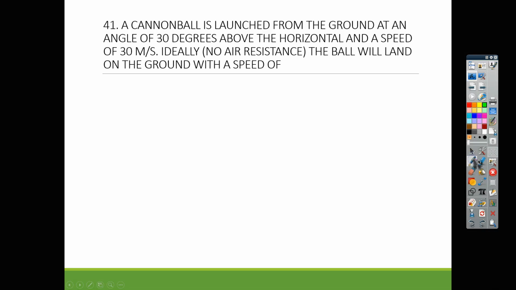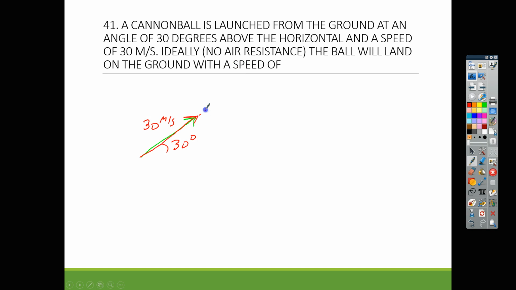Hey, it's Horner, and this is Projectile Motion Concept Questions number 41 through number 50. You have a cannonball launched from the ground at an angle of 30 degrees. So let's draw our launch angle here with 30 degrees. And it's launched with the speed of 30 meters per second.